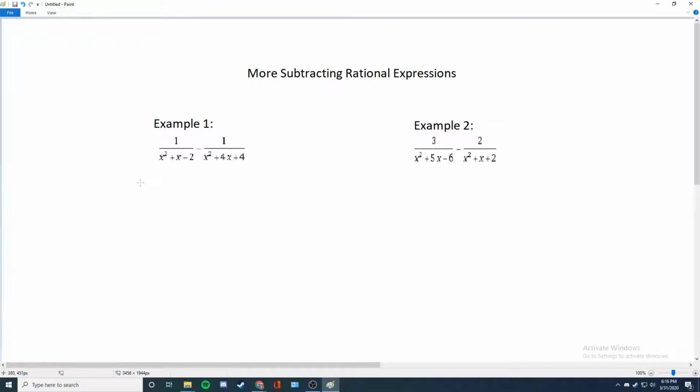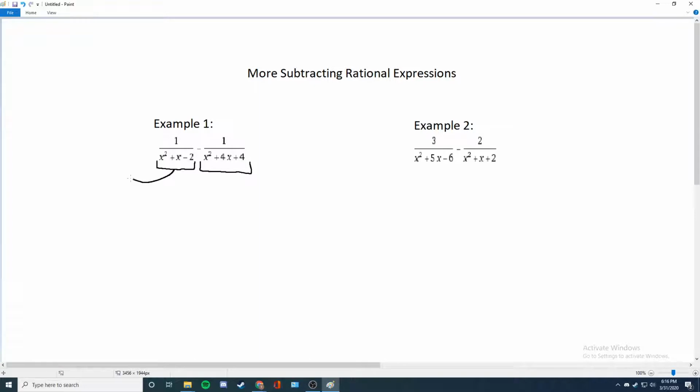Go over some more subtracting rational expression examples. Just like the adding examples, there are also problems that you'll come across with quadratics in the bottom. Just like adding them, we're going to have to factor out the denominators and figure out which of those factors to carry over to the other term.